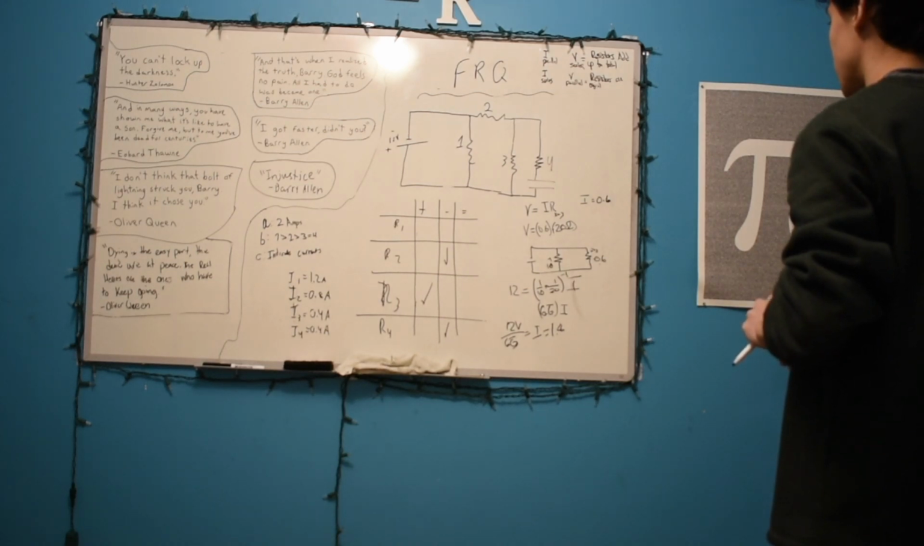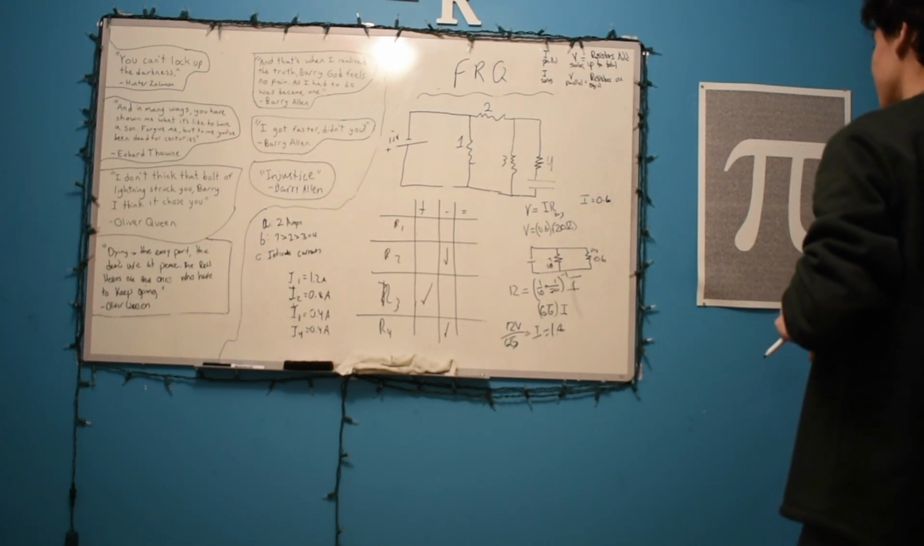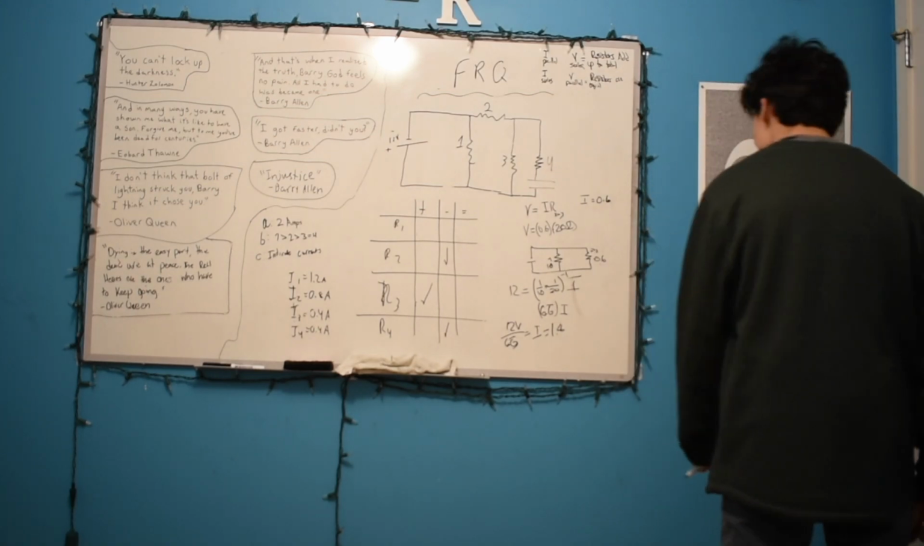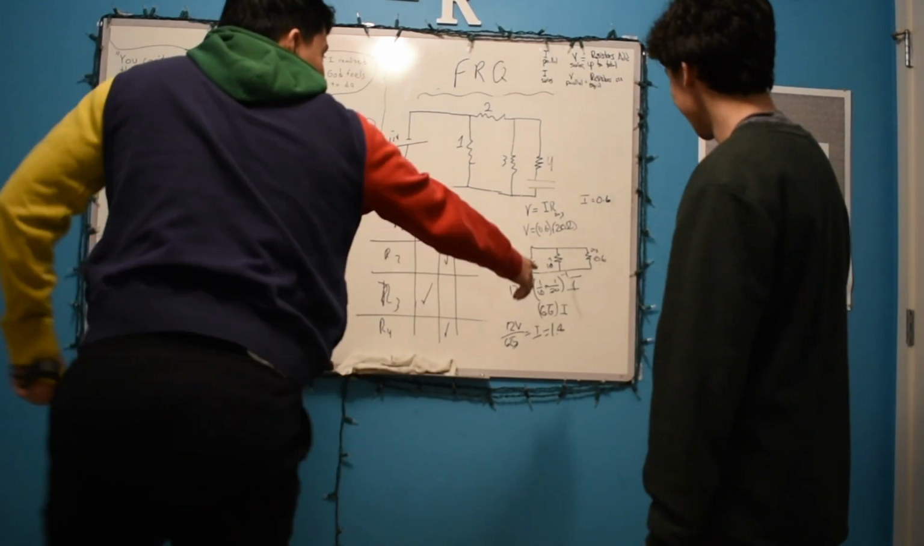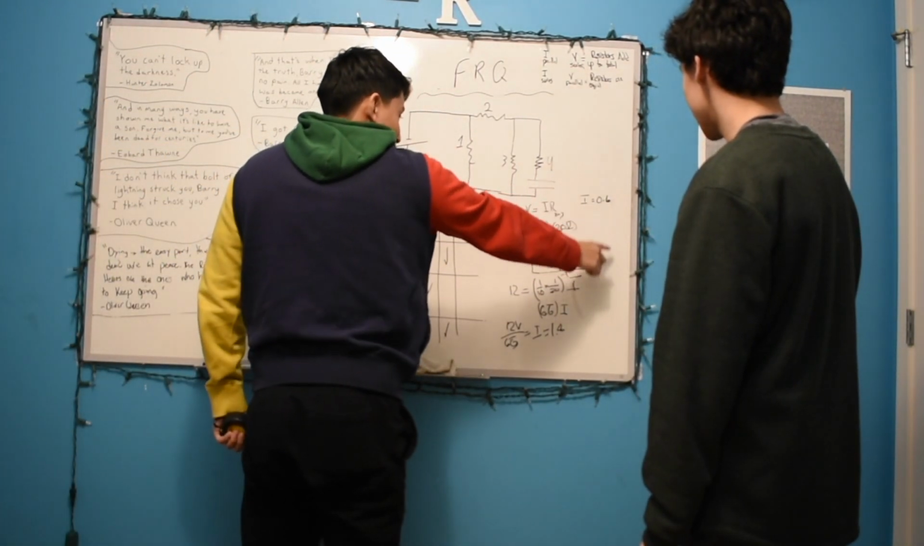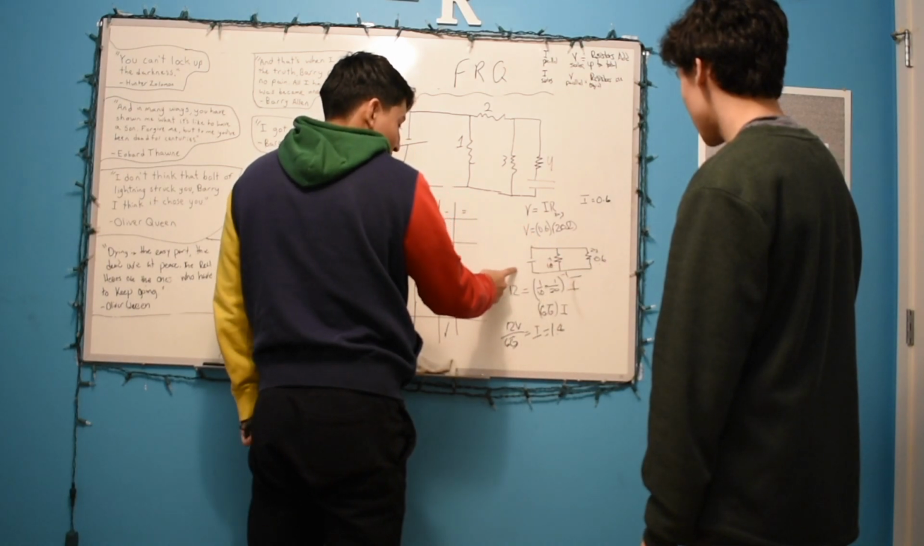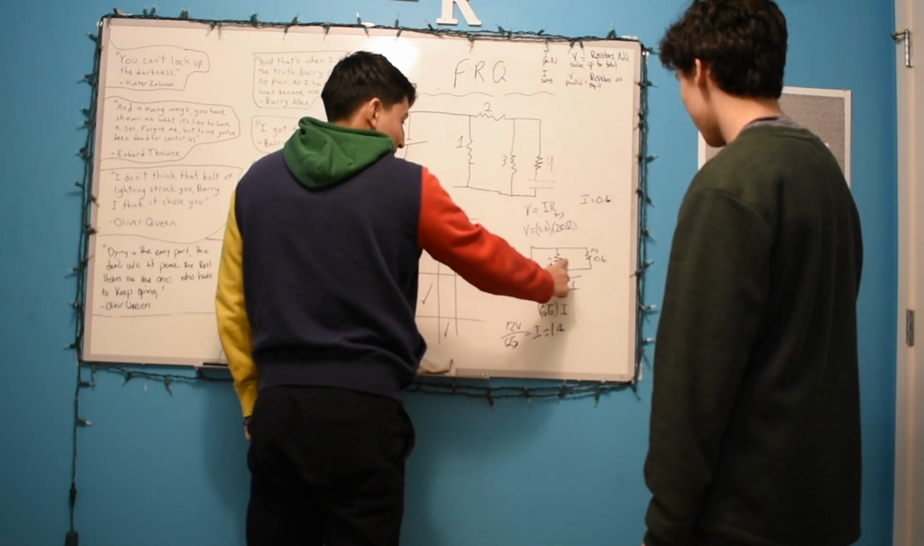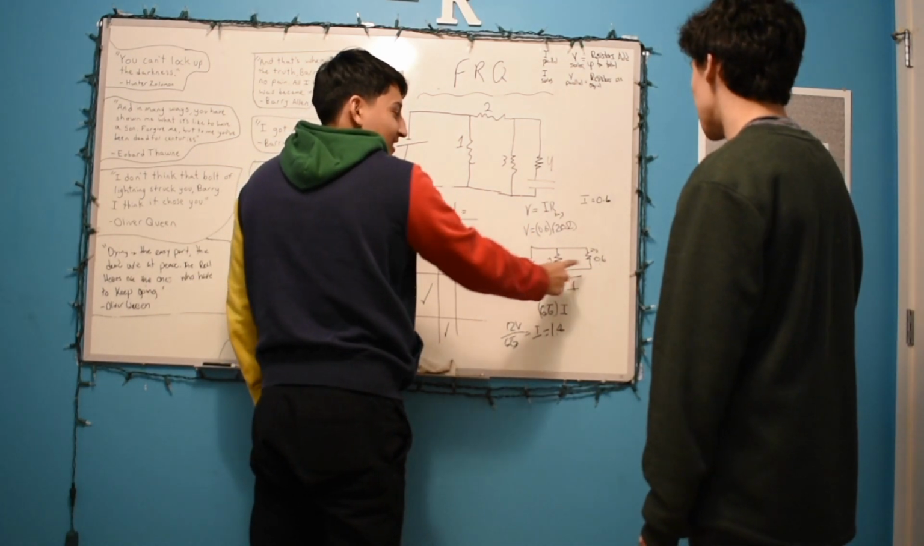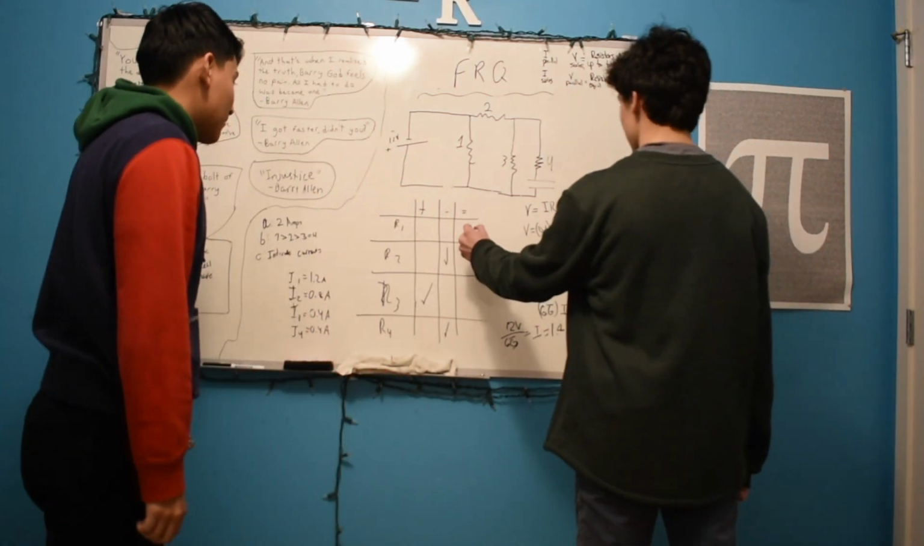What are the currents of 2 and 3? You found it, 0.6, right here. And you have the total, which is 1.8. So to find this one, it's 1.8 minus 0.6, which is 1.2.